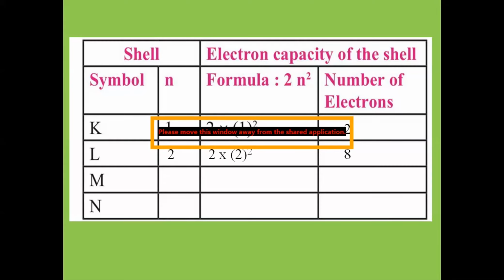Third one, M. For M, the ordinal number is 3. So the formula which I'm going to use here again is 2n square. Very good. A lot of students are already answering this. It is 2 into 3 square. First of all, what is 3 square?